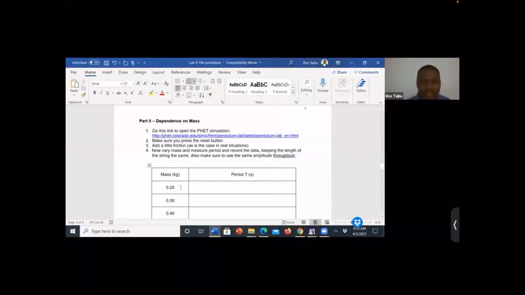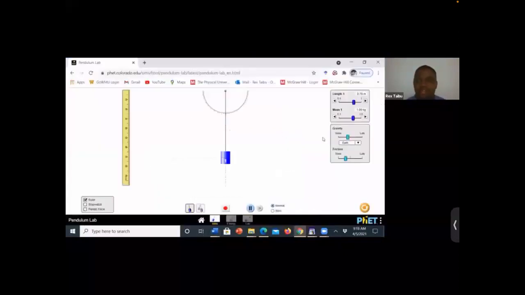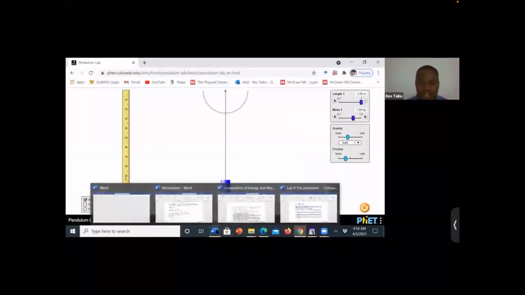Okay. All right, so we can keep the length constant. So let's choose 1 meter and then do the experiment again. I'm going to choose 1 meter. It's up to you. The length can be held constant. You can keep it 0.7 or you can keep it 1 meter, as long as it is constant.